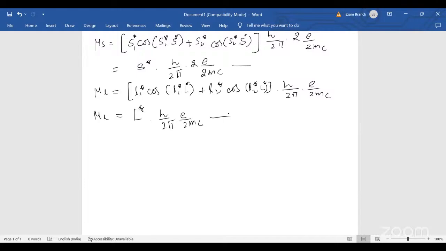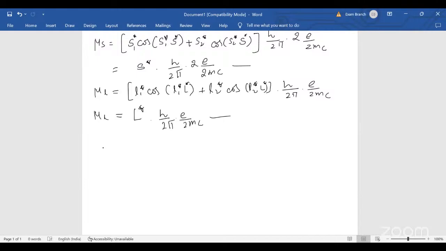Whatever we have written in that one bracket, L1 star cos of L1 star into L star, all this we have written as L star. So the entire value for spin is written as S star, and for the orbital momentum of the electron, we have written it as L star. Now we have to combine them to get the total angular momentum, that is L plus S, in order to get J. L and S are coupled together to form a resultant moment J.